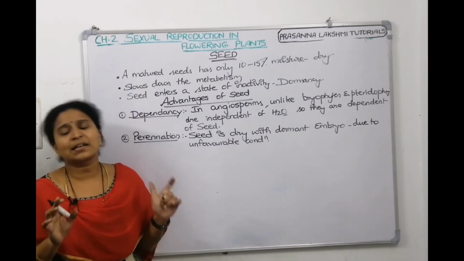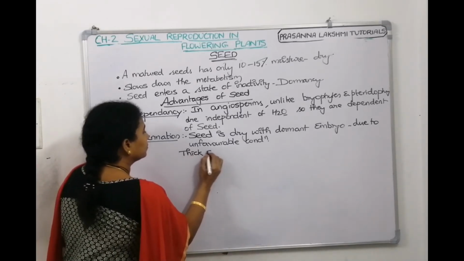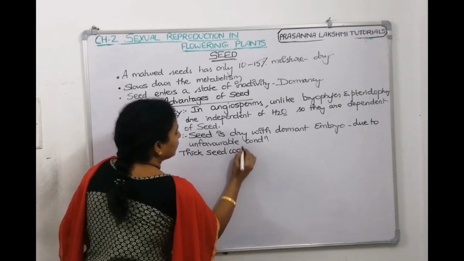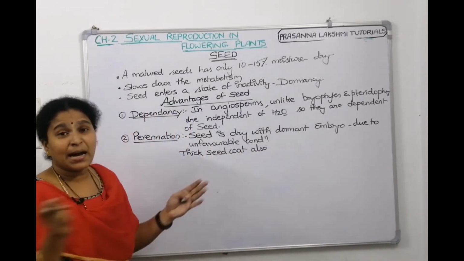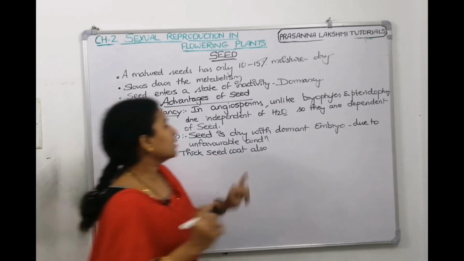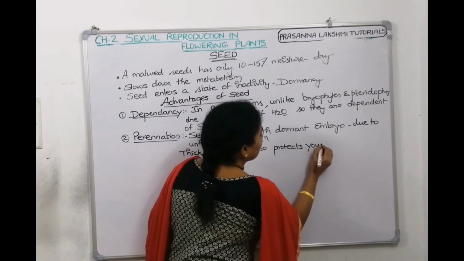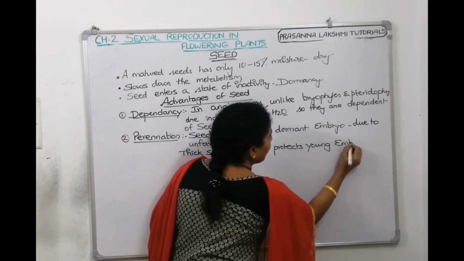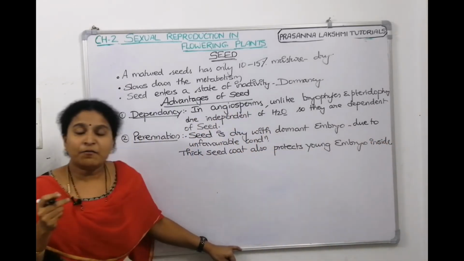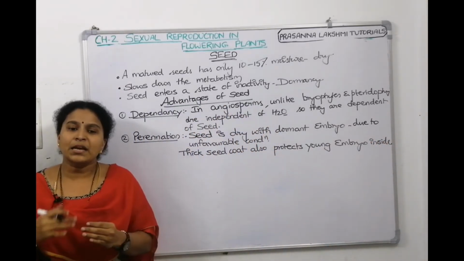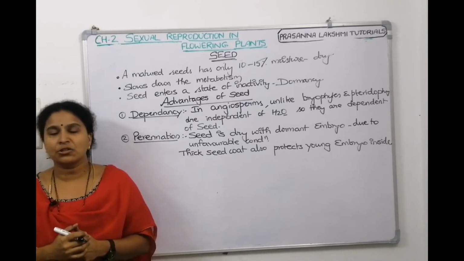Now, the seed has a thick seed coat also, right? The thick seed coat protects the young embryo inside from the harmful conditions outside. And when the favorable conditions return, the seed will come out and undergo germination. This is perennation, the second point.